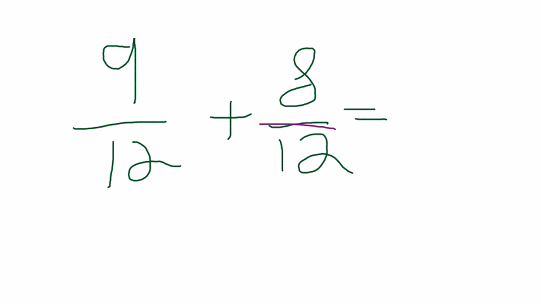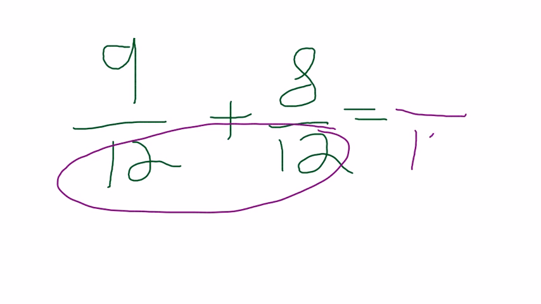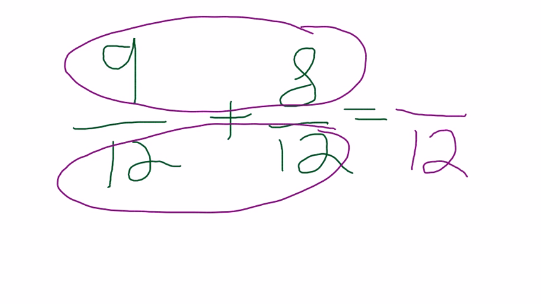So the bottom numbers are the same, so we're going to keep the bottom number in the answer the same. Then the 9 and the 8, we get to add those. 9 plus 8 is 17. We get 17 over 12. However, you cannot leave it as 17 over 12. That is an improper fraction, and your answers need to be in mixed numbers. So this is how you're going to solve that.